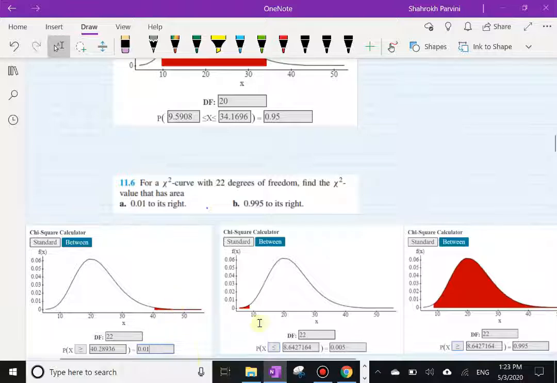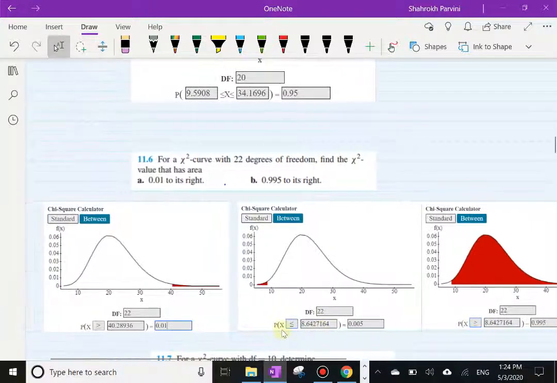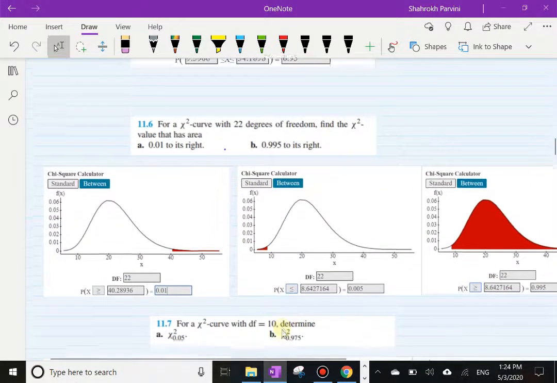Okay, the middle one, now I'm doing 0.995 to the right. I'm actually using 0.05 on the left. You see that? Less than 0.05 on the left. And that number is 8.642. Or you could have done it this way: you go to the right and actually type in 0.995 to the right. And you get the exact same number. You see that? The scores are the same here. So that's how you do this. Pretty easy with StatCrunch, isn't it?